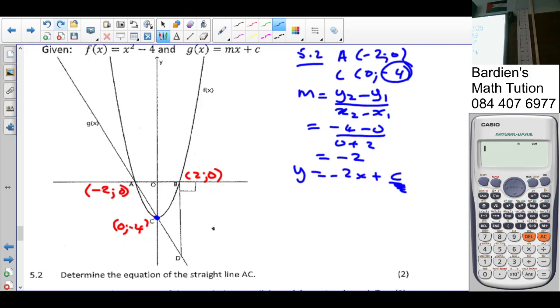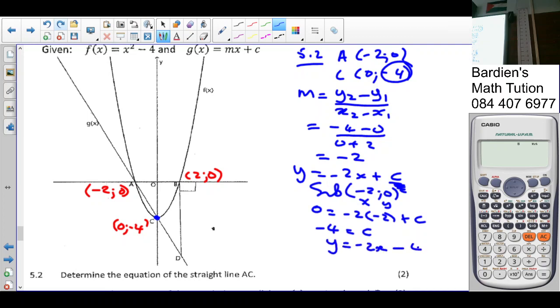Now let's say we didn't know that. How would we have calculated c as well? You'll substitute one of the two points, again that's an x and a y. So 0 is equal to negative 2 times negative 2 plus c. c is negative 4. So y is equal to negative 2x minus 4. And that is the equation of g of x.